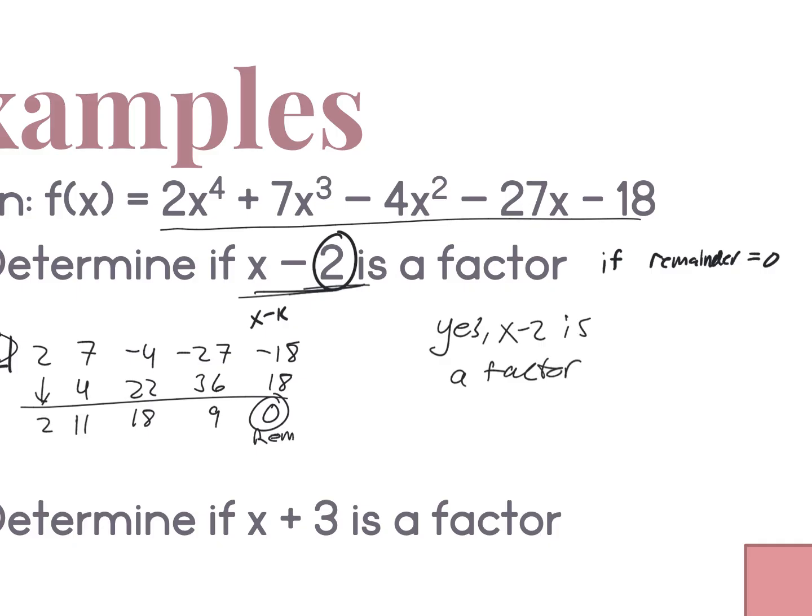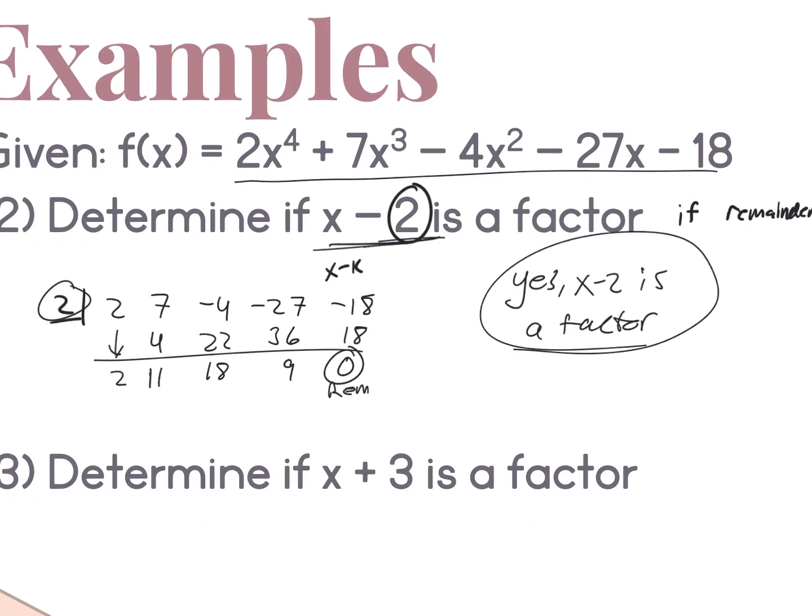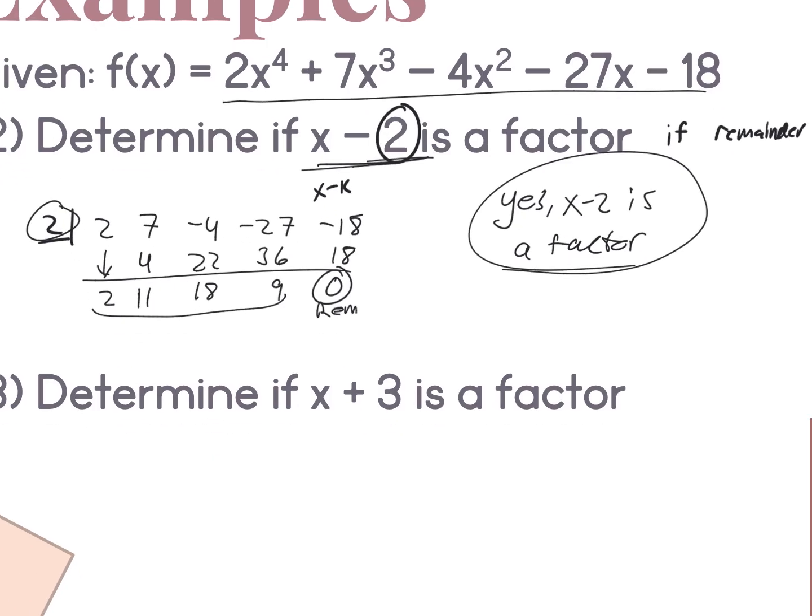For the sake of this problem, that's all that we were asked, so I'm just going to say that this is a factor. Some other ways that you might see this problem is to find all the zeros. Then you would have to set your quotient equal to 0 and find the rest of your zeros, which we'll do in the next slide. But I'll do the same thing here.